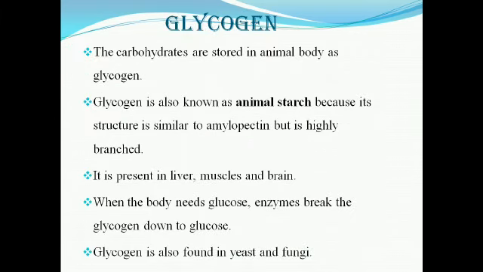Glycogen. Glycogen is also known as animal starch and it is a carbohydrate. It is stored in the animal body. Glycogen is known as animal starch because its structure is similar to amylopectin but is highly branched. It is present in liver, muscles and brain. It is also found in yeast and fungi. When the body needs glucose, enzymes break the glycogen present in the body to form glucose.